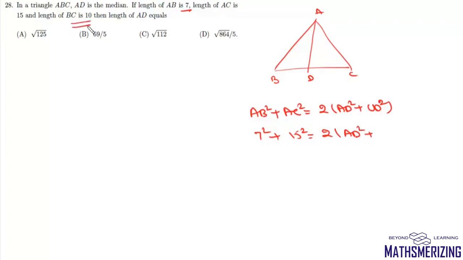CD is half of BC, so it will be simply 5 square. So it will be 225 plus 49, which is 274. 274 divided by 2 is 137. So AD square will be 137 minus 25, which is 112. So the value of AD is simply under root of 112, and that's your option number C.